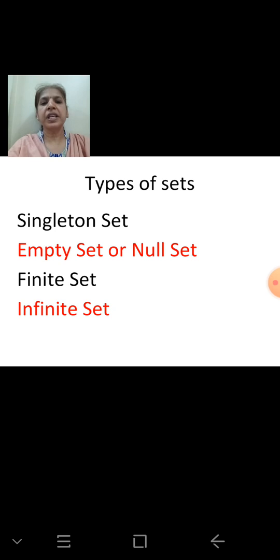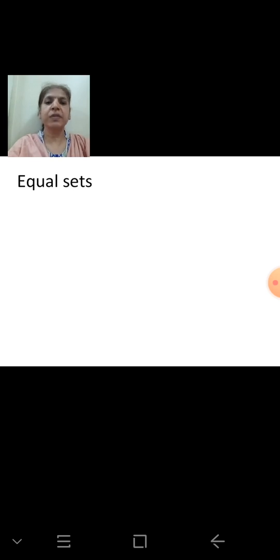We have also studied equal sets. When two sets are given, for example set A and set B, if every element of set A is also in set B, then we say that the given two sets are equal sets. All that we have done in the previous session.